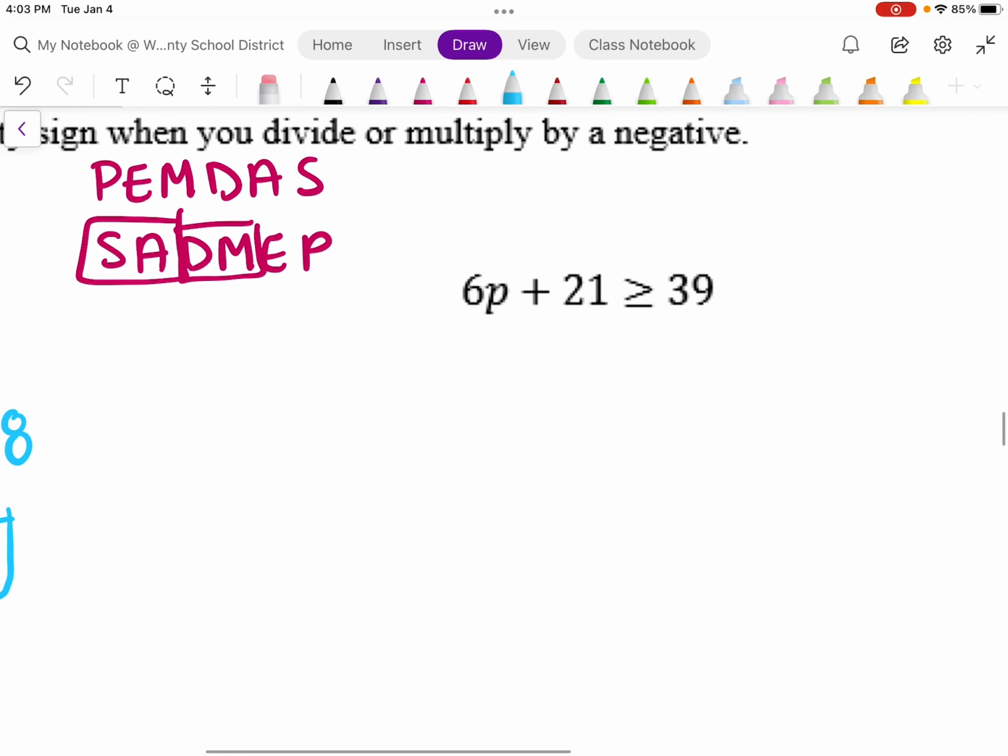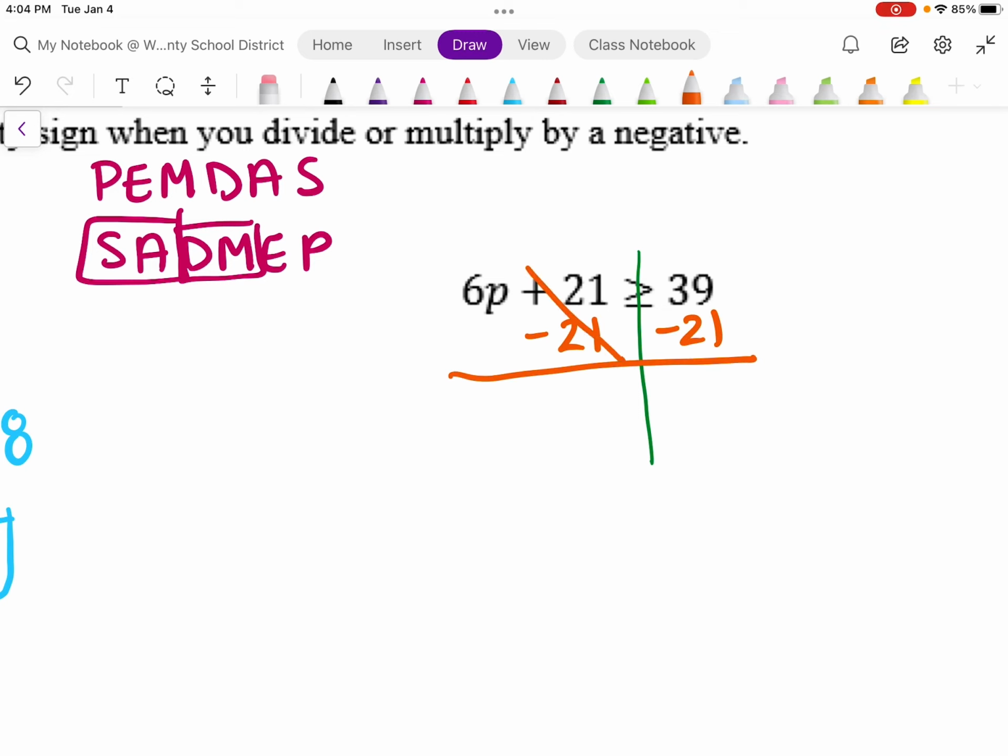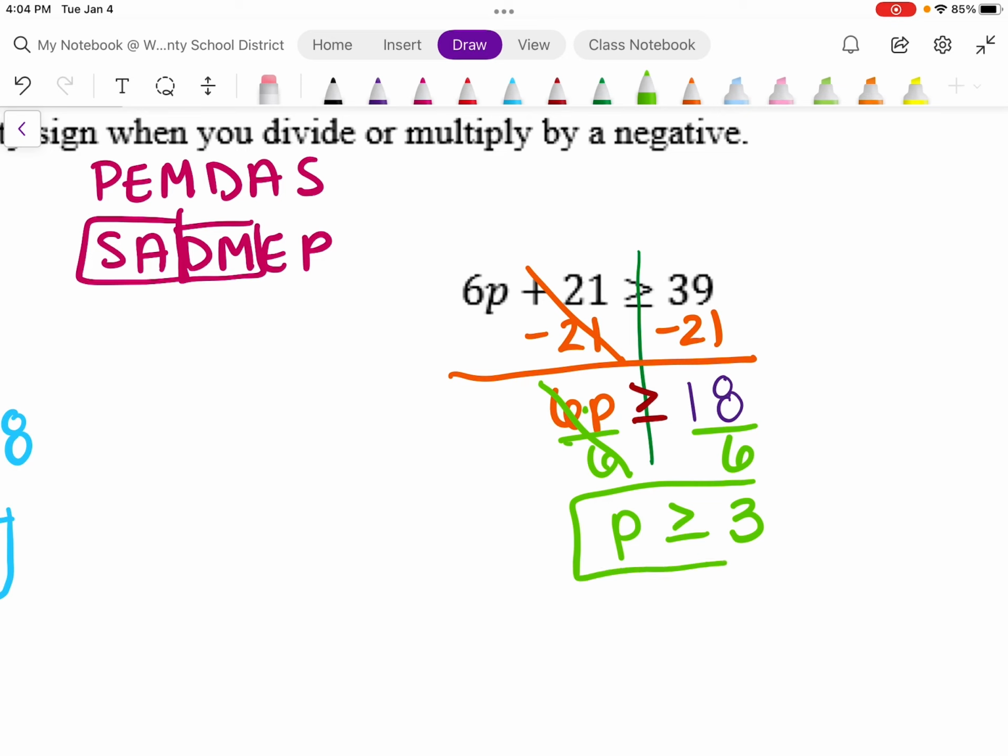Okay, next one. Drawing down my line, start with plus or minus. This is a plus 21, so I'm going to subtract 21 from both sides. That leaves you with 6p greater than, I haven't multiplied or divided by a negative yet. 39 minus 21 is 18. Last step, we're going to divide by 6 because these are being multiplied, so the opposite is to divide. P is greater than or equal to 3. I did not multiply or divide by negative, therefore I don't need to change my sign.